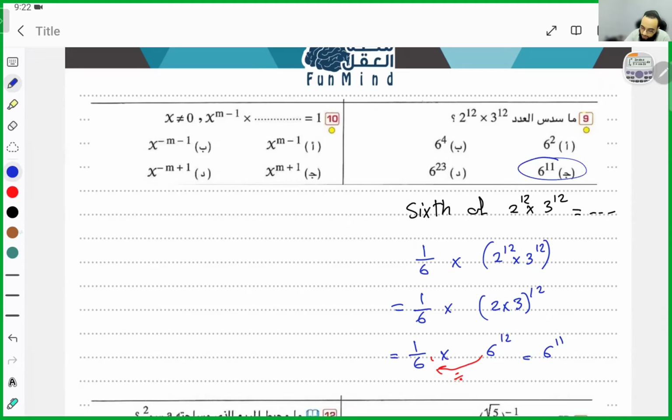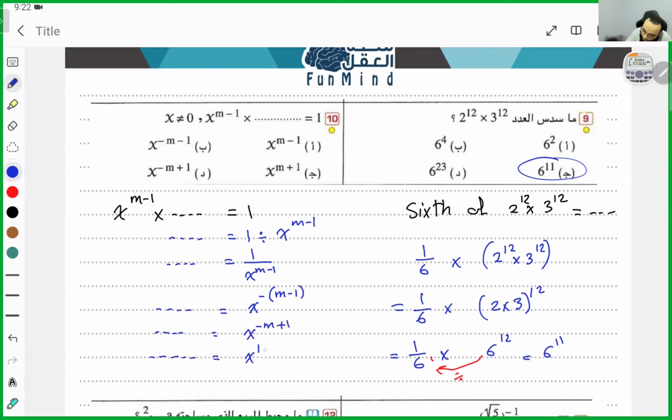That's it. x to the power of m minus 1 times it equals 1. So go by this to the other hand side. It's 1 divided by x to the power of m minus 1, which is x to the power of negative (m minus 1), which is x to the power of negative m plus 1, which is x to the power of 1 minus m.